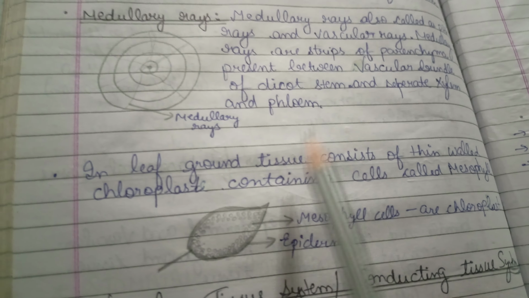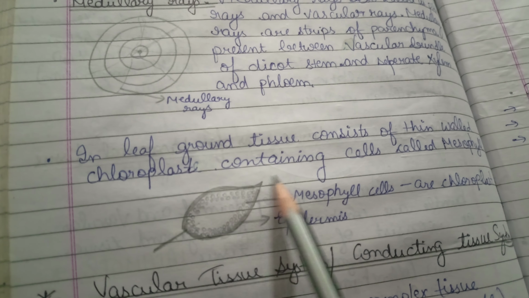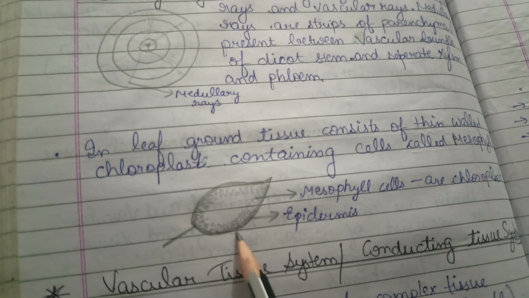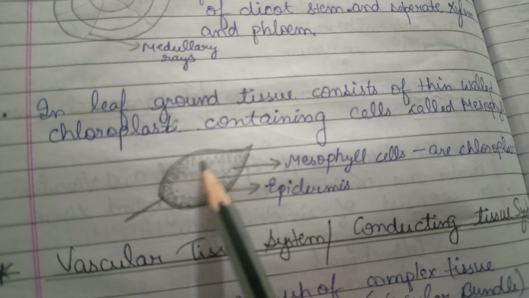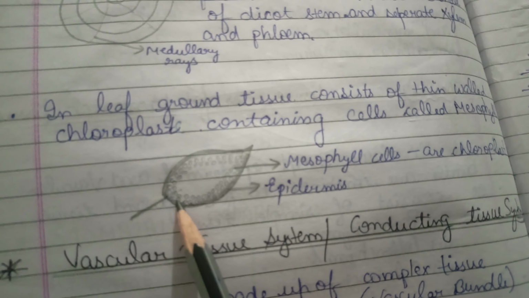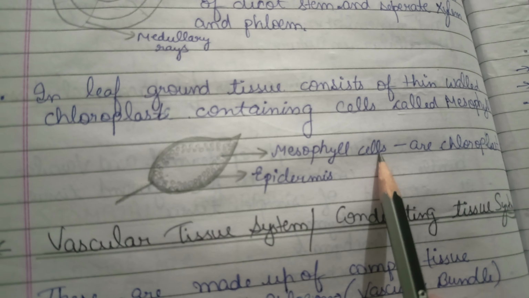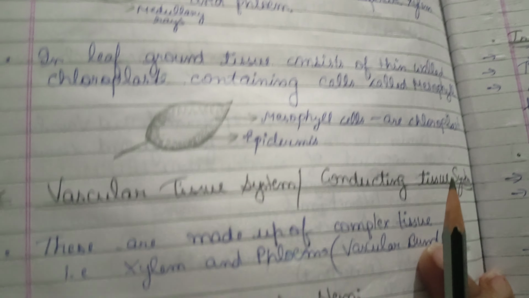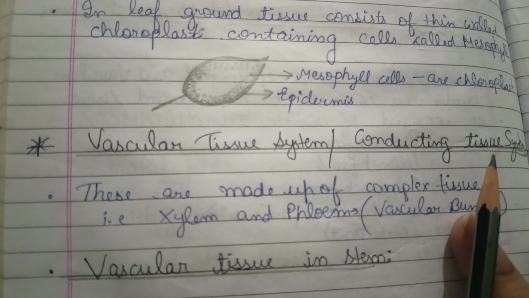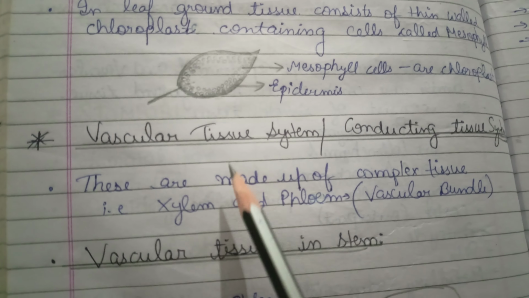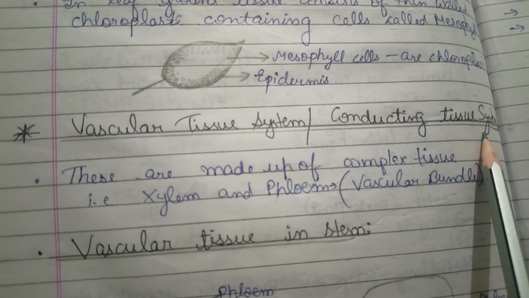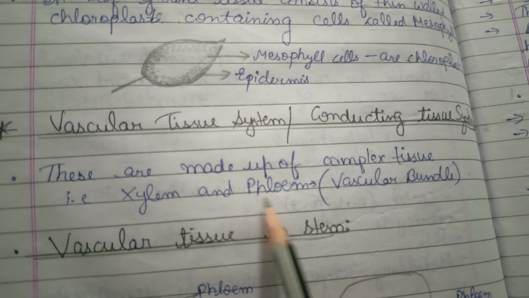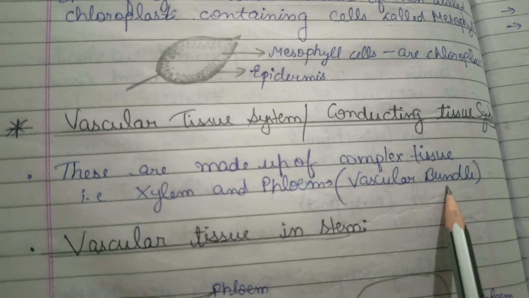Now the leaf, this is the structure of the leaf. This is the outermost layer that is called the epidermis, and below the epidermis you can see the thin-walled cells. These cells are called mesophyll cells, and they are chloroplast-bearing cells found below the epidermis. If the chloroplast is there, then the chlorophyll is present and does the photosynthesis. Now the vascular tissue system or conducting tissue system. These are made up of complex tissues, that is xylem and phloem, and together they make a vascular bundle.